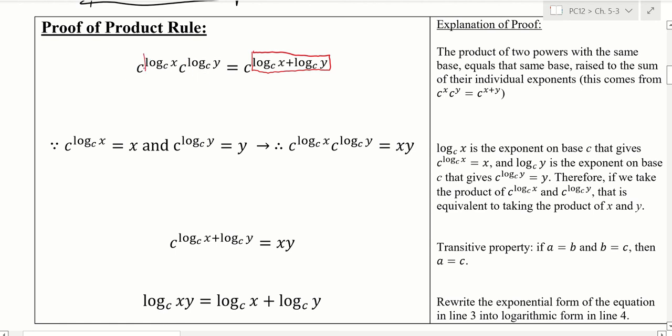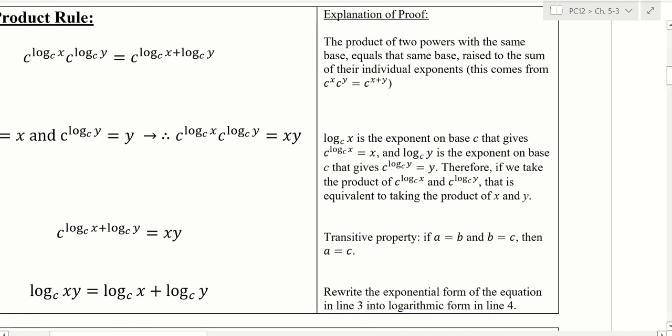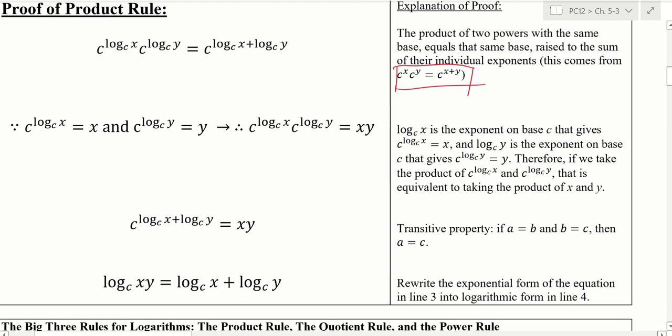of each of the exponents. Right? So here, this base c had an exponent of log base c of x. There it is. And we're going to add that to log base c of y because that was the exponent on the other power. So hopefully this first line makes sense. C to the power log base c of x times c to the power log base c of y should just be c to the power log base c of x plus log base c of y. That comes from this property of exponents.